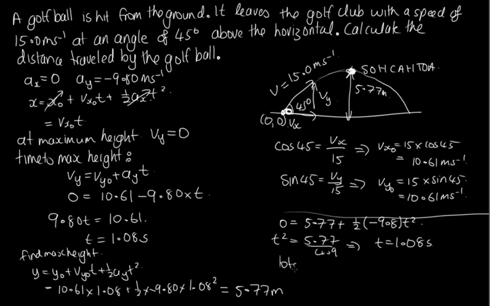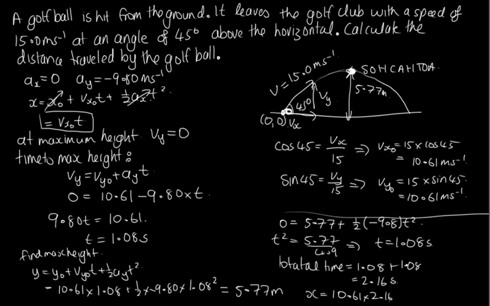So now we know total time is equal to 1.08 plus 1.08. That's the time to maximum height plus the time to return to the ground, which is equal to 2.16 seconds. So now what we can do is go back to this equation we had at the beginning and substitute in. And so x is equal to Vx0, which is the 10.61 times 2.16. And solving that on the calculator, we get 22.9 meters. So the range of this projectile, the total distance it's traveled, is given by 22.9 meters.